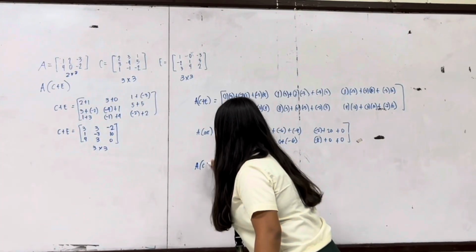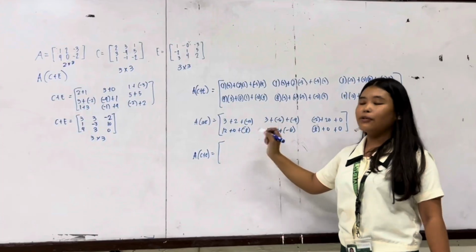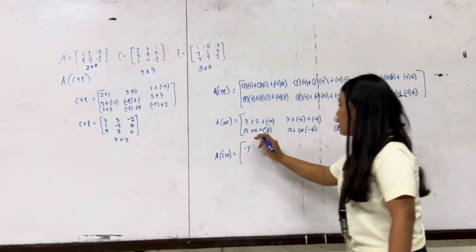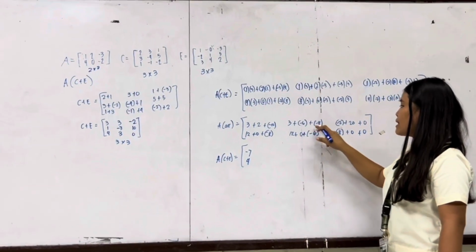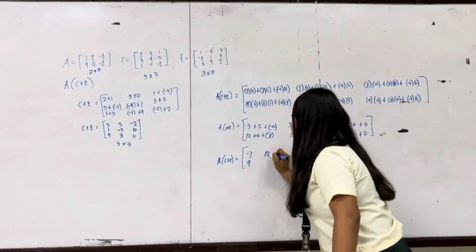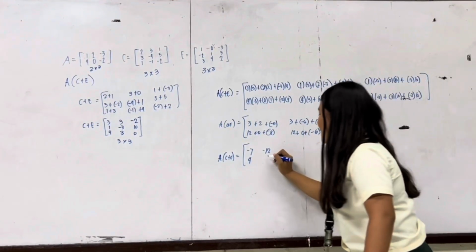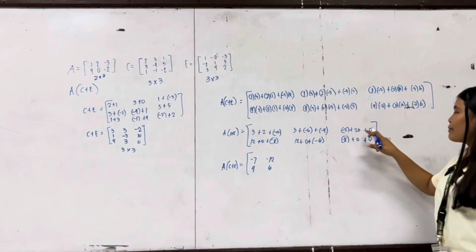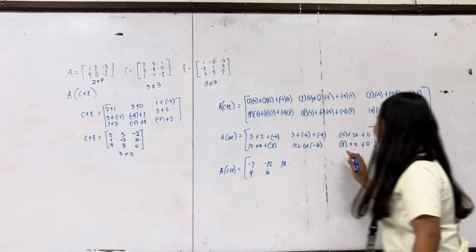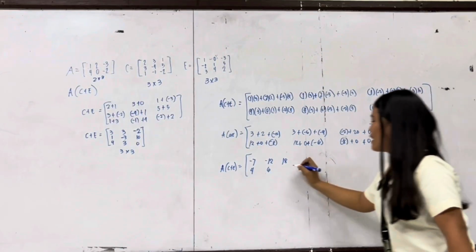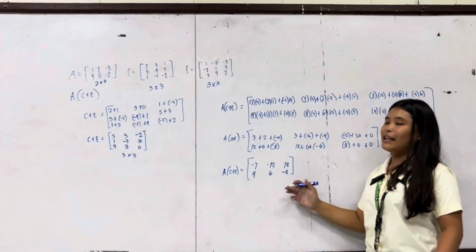So 3 plus 2 plus negative 12 is negative 7. 12 plus 0 plus negative 8 is 4. 3 plus negative 6 plus negative 9 is negative 12. 12 plus 0 plus negative 6 is 6. Negative 2 plus 20 plus 0 is 18. And negative 8 plus 0 plus 0 is negative 8. So here is the answer for A times C plus A.